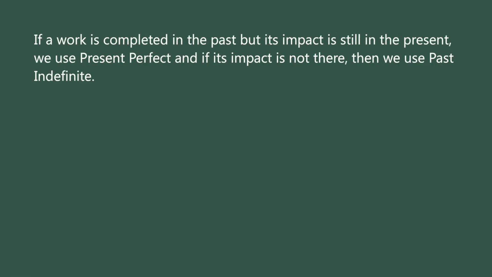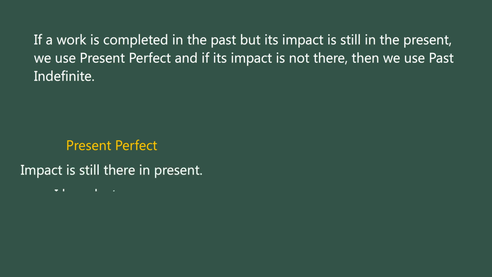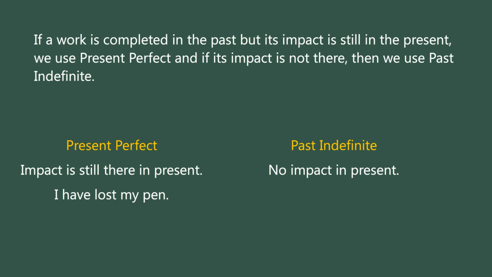If a work is completed in the past, but its impact is still in the present, we use present perfect. And if its impact is not there, then we use past indefinite. Like, present perfect, impact is still there in the present: I have lost my pen. Past indefinite, no impact in the present: I lost my pen and had to borrow Kavita's.